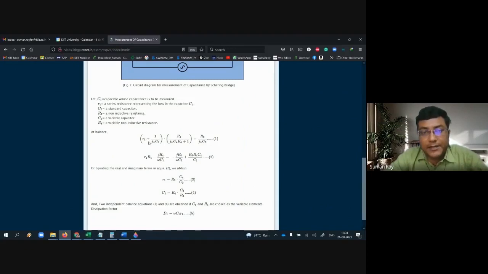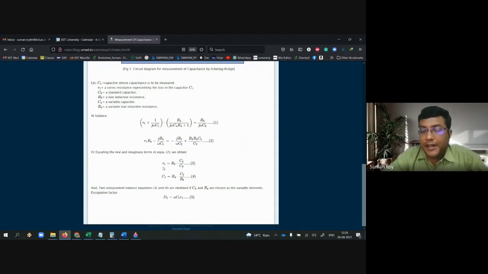Similarly, after multiplying these two, we can of course get a plus jb kind of form, and from there, if you compare these two equations, you will get, after comparing, you can reduce this formula. R1 is equal to R3 C4 by C2, and C1 is equal to R4 C2 by C3.